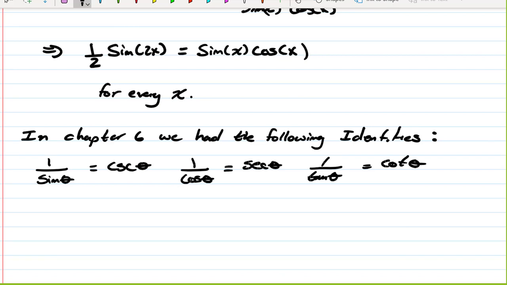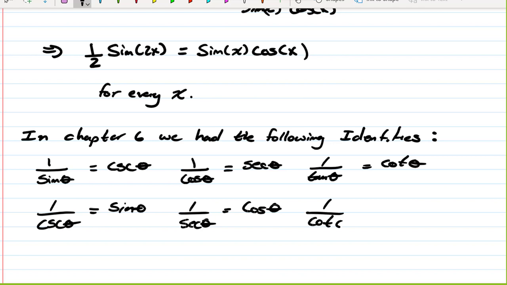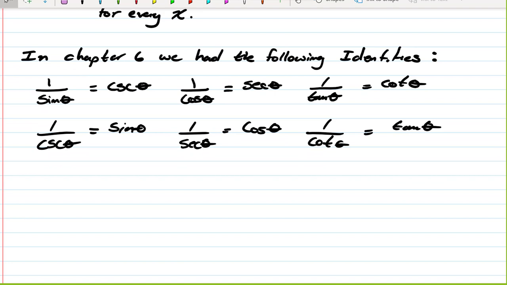We had our other reciprocal identities, which is 1 over cosecant theta then pairs with sine theta. 1 over secant theta is the same as cosine theta. And 1 over the cotangent of theta is the same as tan theta. So we have these identities. So if we ever see, for instance, a 1 over the cosecant of theta, we can just rewrite that as sine theta. The other non-trivial identities that we had involved even and odd functions.